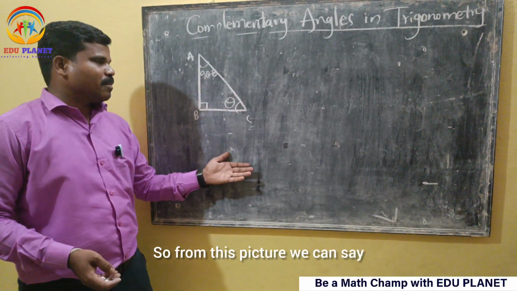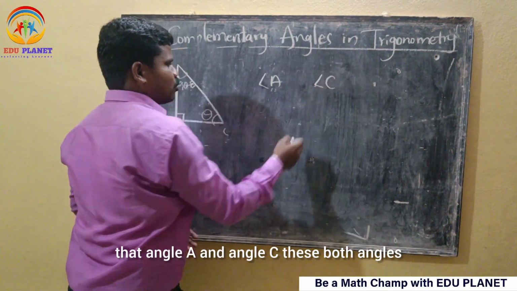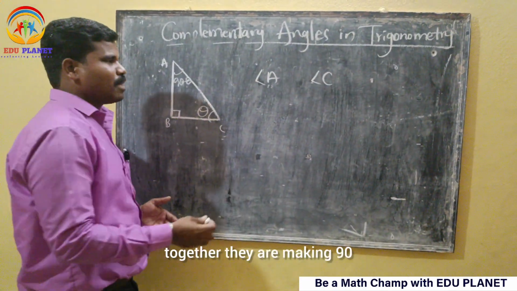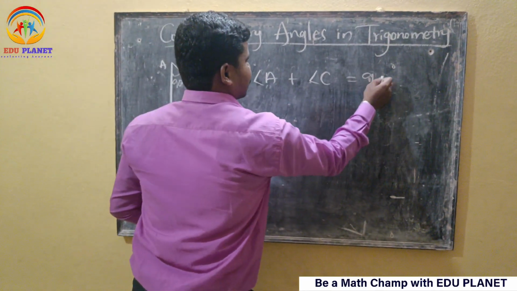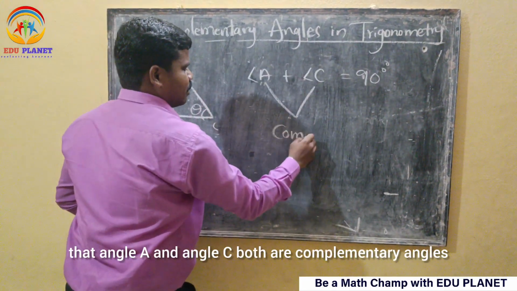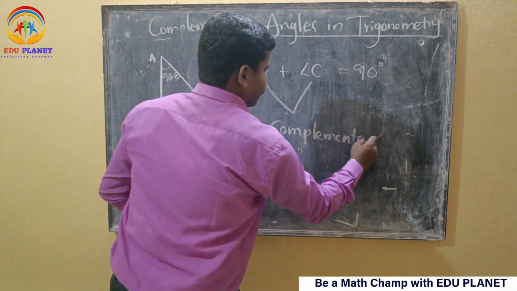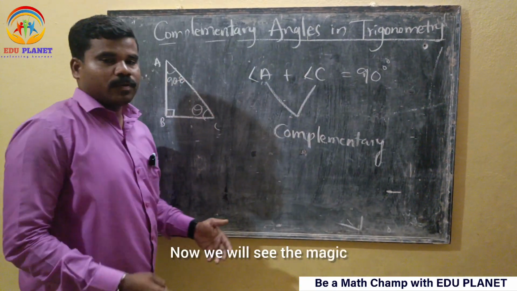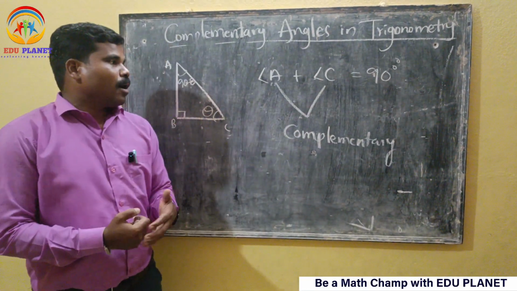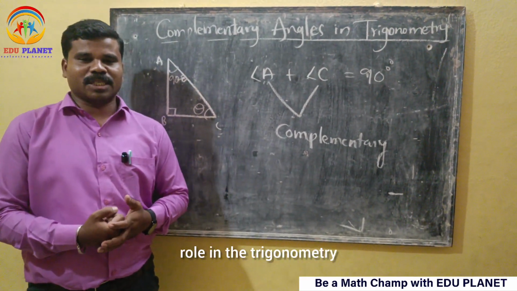So from this picture we can say that angle A and angle C, these both angles together make 90 degrees. It means we can say that angle A and angle C both are complementary angles. Now we will see the magic of how complementary angles play a vital role in trigonometry.